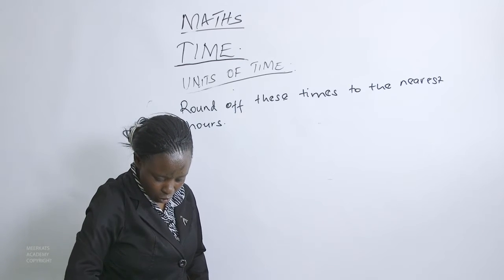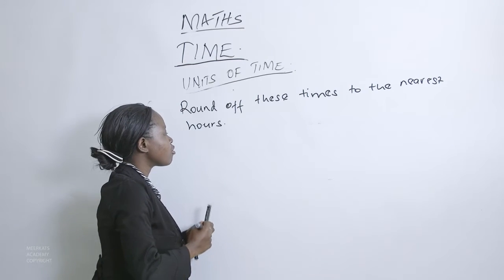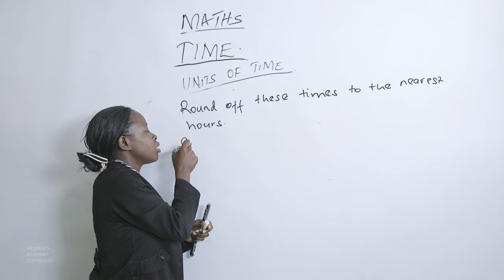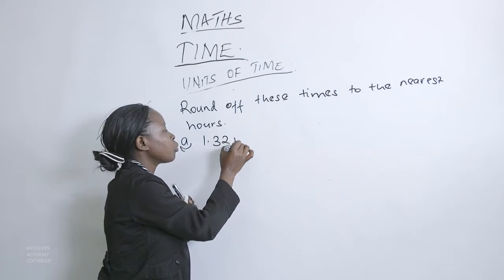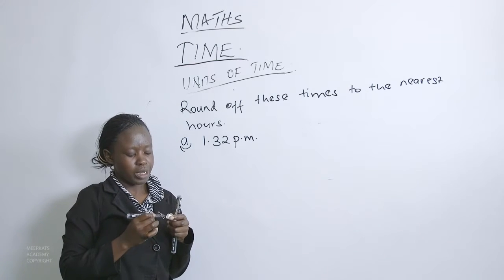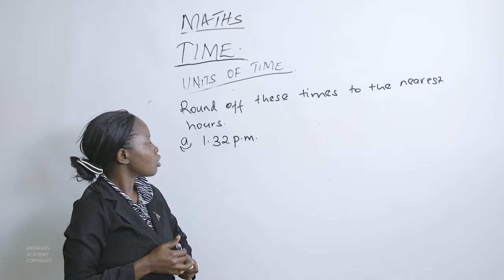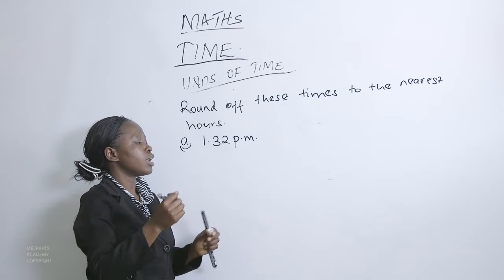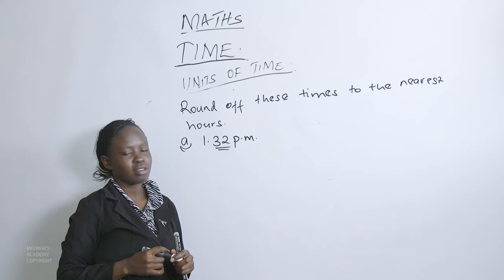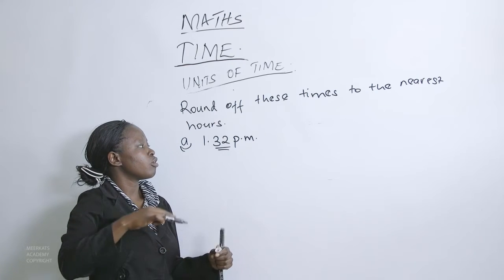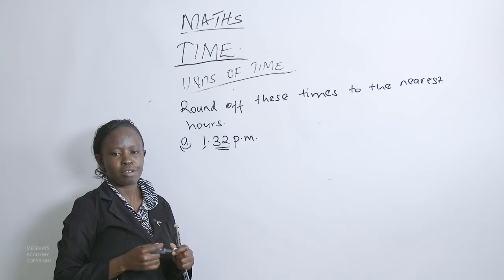So we are required to round off the following times that we've been given to the nearest hours. So we have the first one, which is 1:32 p.m. So we need to round it off to the nearest hour. So that means that we are going to look at the number of minutes we have. If our minutes are 30 and above, then it means we will round up our hour. But if our minutes are below 30, then our hour is rounded down.